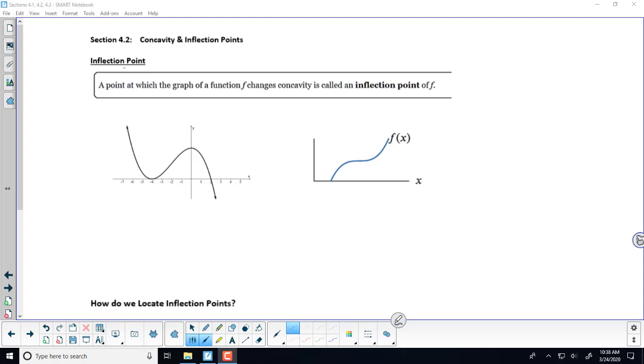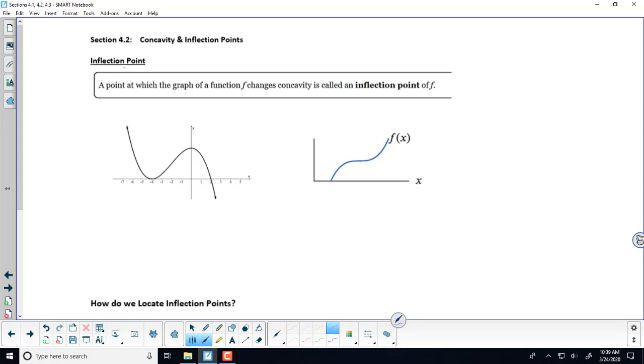All right, welcome to 4.2, concavity and inflection points. Recall we talked about the fact that we can use the second derivative to find concavity, and that where concavity changes on a graph, it's called an inflection point. So we did that previously, but we looked at the graph.